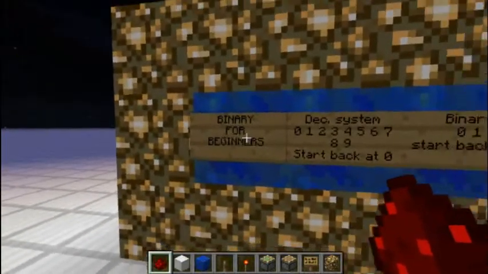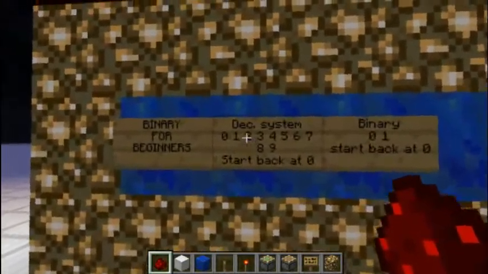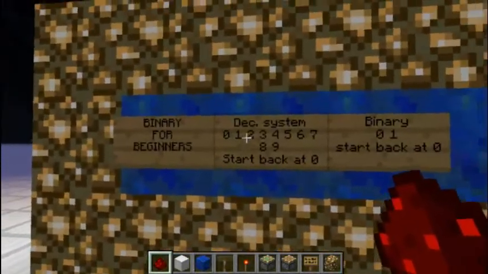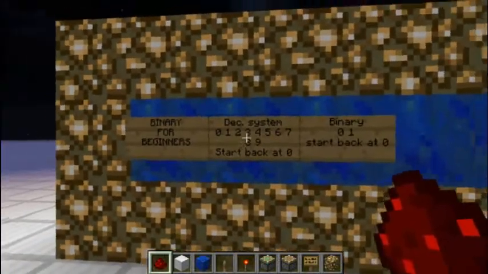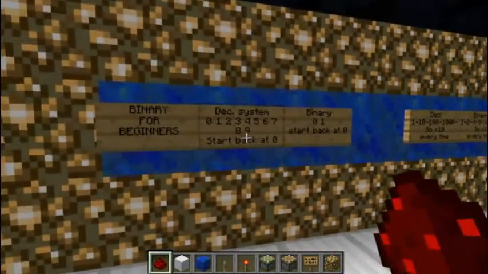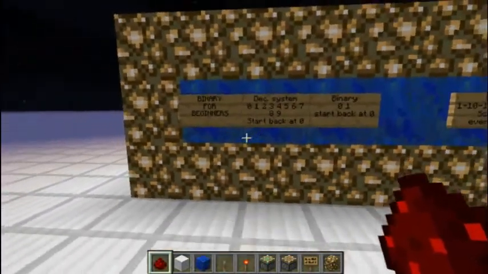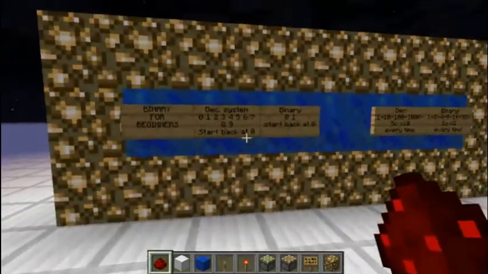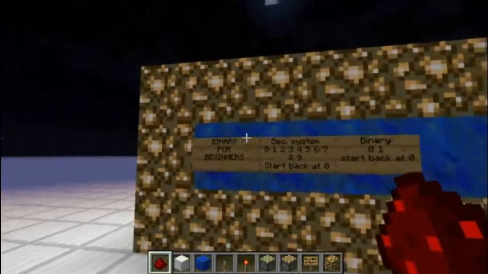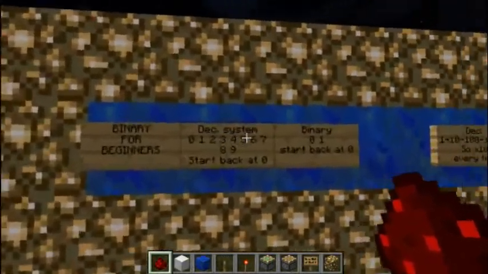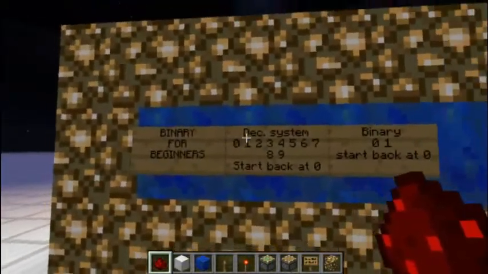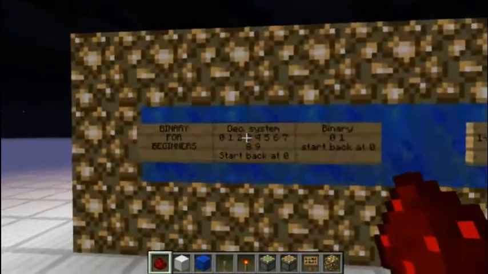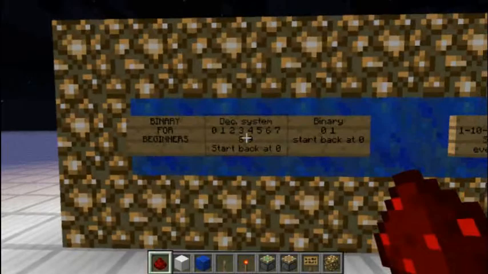Now, I'm sure, well, I hope you're all aware of the decimal system. In the decimal system, we go 0, 1, 2, 3, 4, 5, 6, 7, 8, 9, and then we carry the 1. So we carry that 1 we get from that 10, and then we start back at 0. So we have 10, 11, 12, 13, 14, 15, all the way. Then we have 20, 21, 22, etc. So that's basically how you count in decimal.